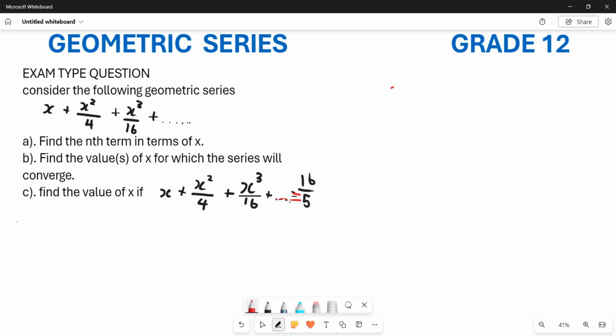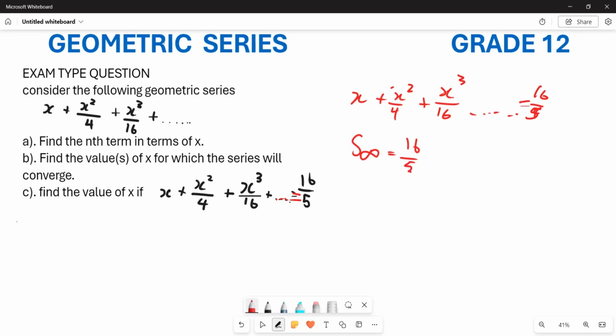And if you look at this thoroughly, this is x plus x squared over 4 plus x cubed over 16, and then continuously, which is equals to 16 over 5. They didn't say this is plus 16 over 5, which represents the last term. No, which means this 16 over 5 doesn't represent the last term, rather it represents the sum of infinity of these particular terms. Hopefully you understand why we are saying this is going to be a sum of infinity. So which means now your sum of infinity is given by 16 over 5.